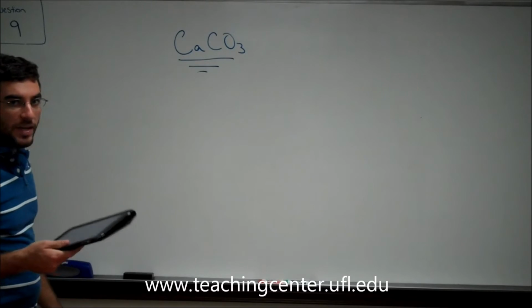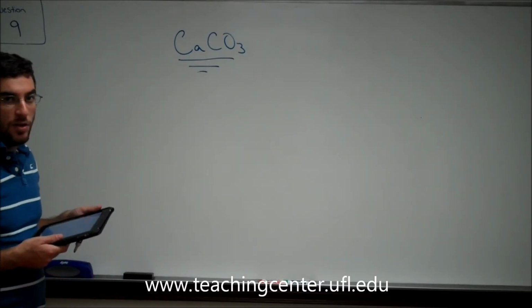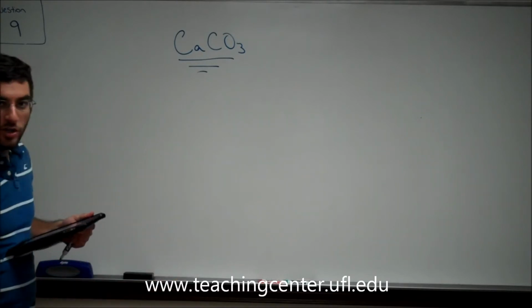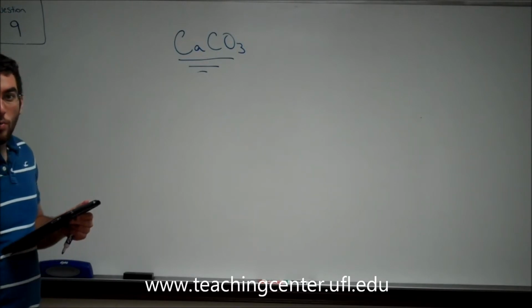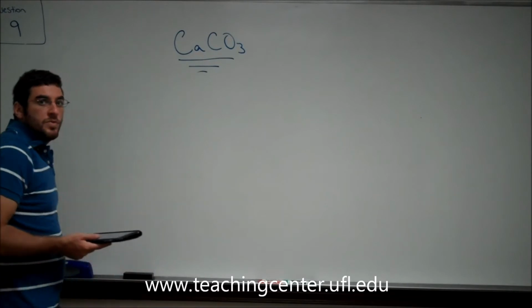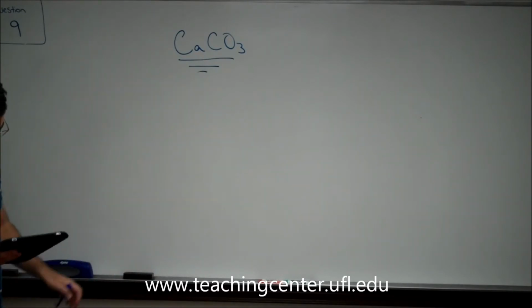Well, we know atomic elements can only be one element on the periodic table. Calcium alone would be an element. Carbon alone would be an element. Oxygen alone would be an element. But because these are combined together, we cannot call this an element.